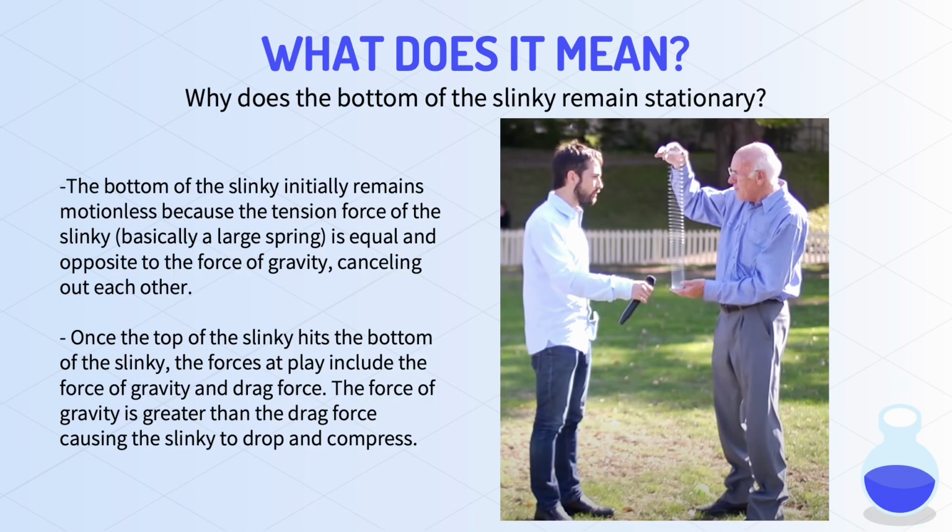Why does the bottom of the slinky remain stationary? The bottom of the slinky initially remains motionless because the tension force of the slinky, basically a large spring, is equal and opposite to the force of gravity, canceling out each other.